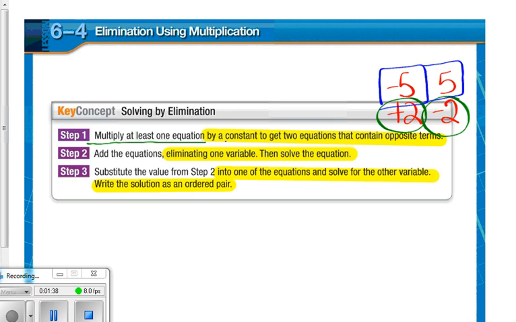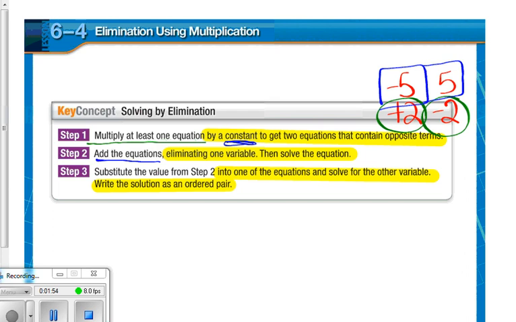And by the way, do you remember what a constant is? A constant is a number without a variable, okay? It's going to have the same value. A 2 will always have the value of 2. It is constant. So step 2, we're going to add those equations.